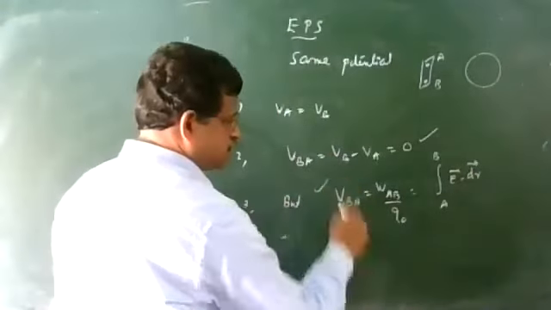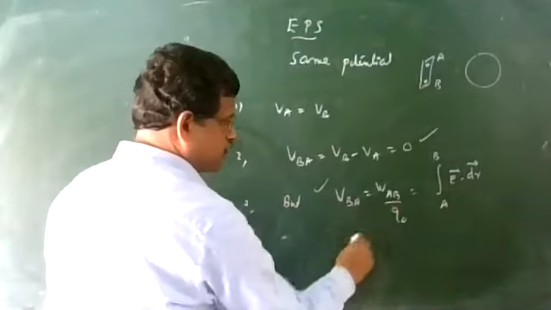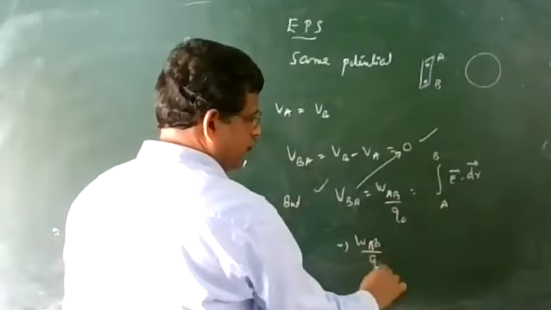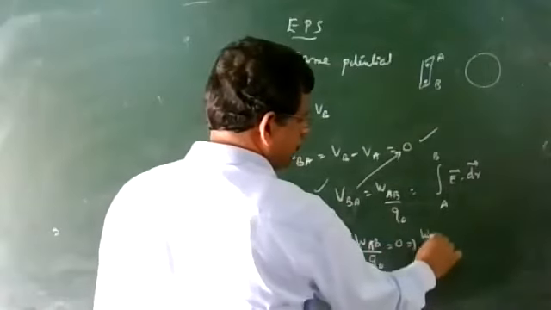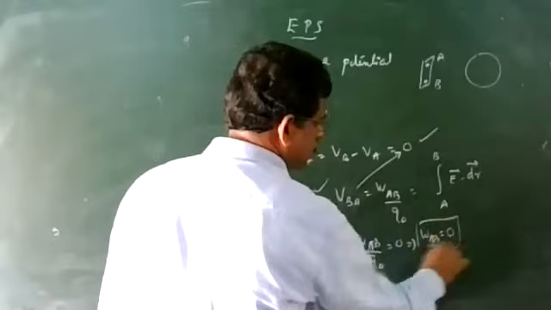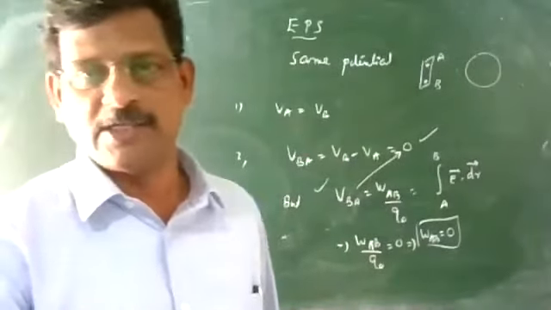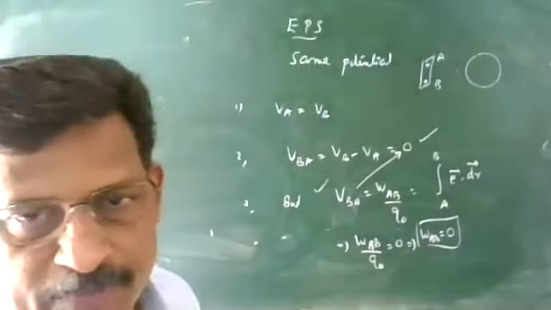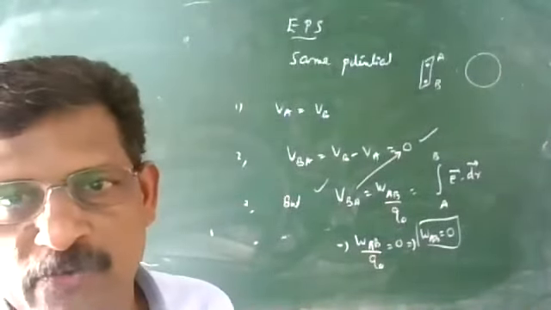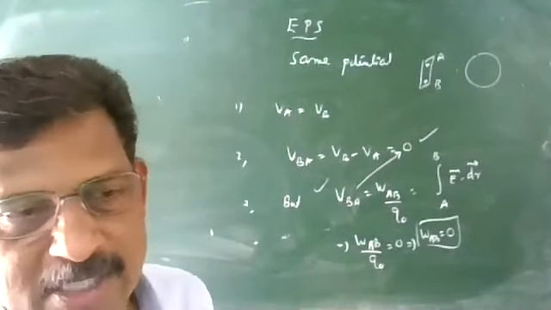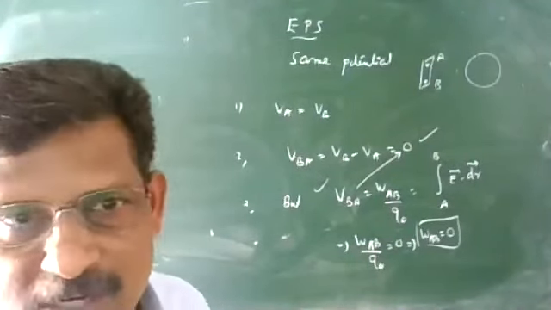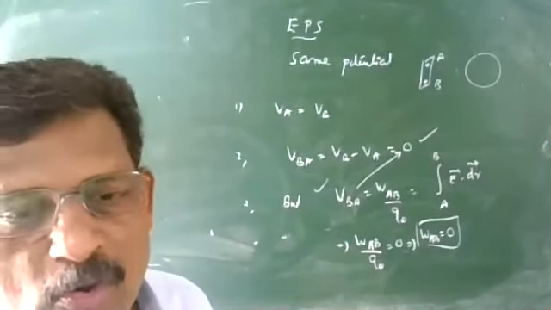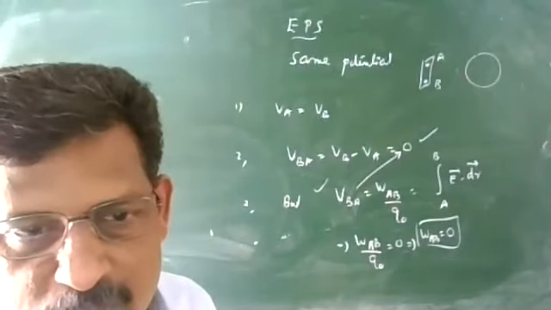If the potential difference is 0, which means that V_BA is 0, so the work done, W_AB upon q naught, is 0. This means the work done in moving any charge on an EPS is 0. Unit charge also, any charge also, you can move from one point to another point, no work is to be done. Again, board question. A 2 microcoulomb charge is moved from A to B through 1 millimeter distance on an EPS. Calculate the work done. What is the work done? 0. There will be no work done.